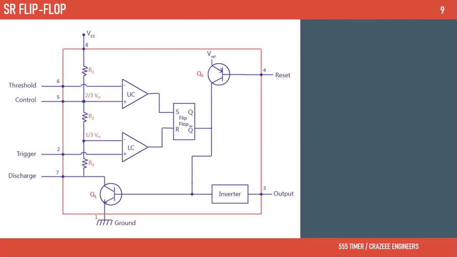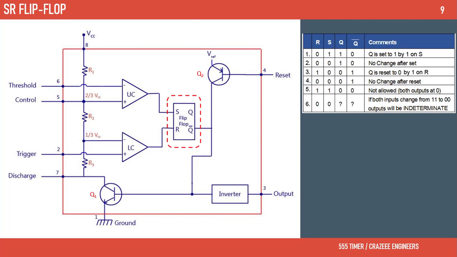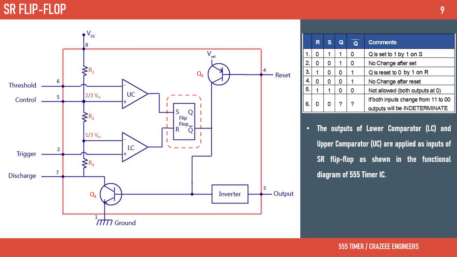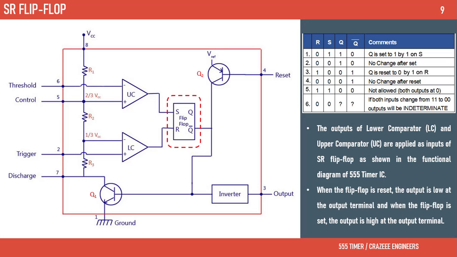SR flip-flop. The truth table of the SR flip-flop is shown below. The outputs of the lower comparator, LC, and upper comparator, UC, are applied as inputs of the SR flip-flop as shown in the functional block diagram of the 555 timer IC. When the flip-flop is reset, the output is low at the output terminal, and when the flip-flop is set, the output is high at the output terminal, as per the truth table.